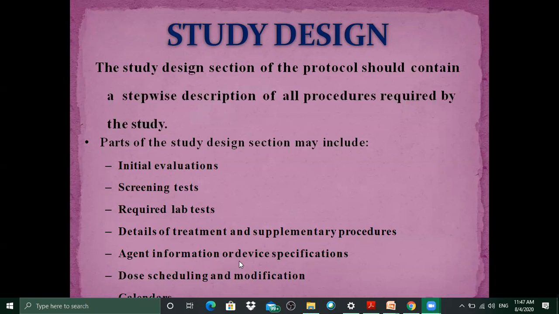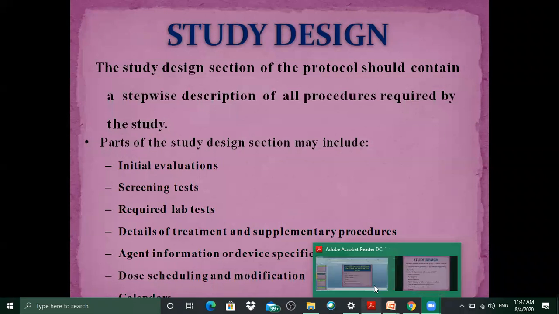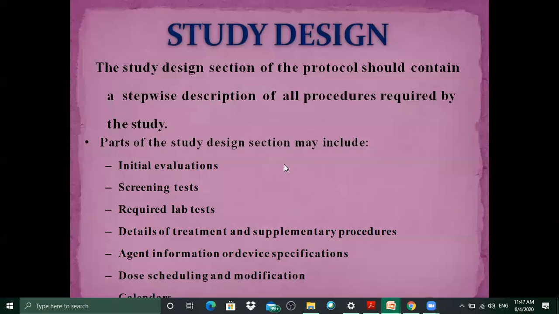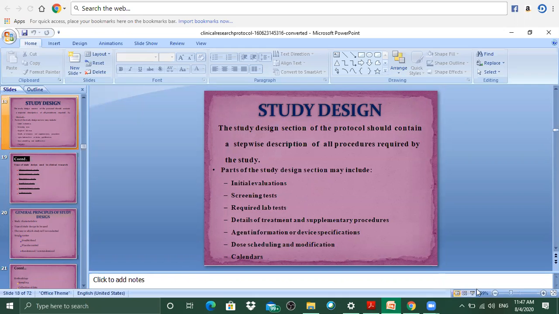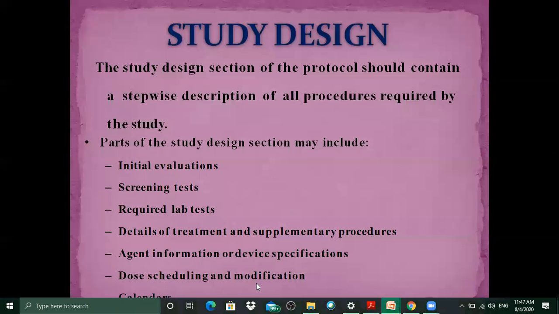Then agent information or device specification, in the sense whatever devices we are going to use in order to collect the blood sample and evaluate the blood samples, all that has to be mentioned. Then after that, dose scheduling and modifications, and calendars. Dose scheduling, in the sense when exactly you're going to administer the drug.